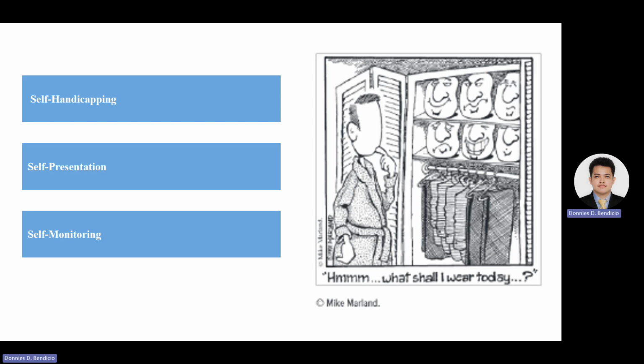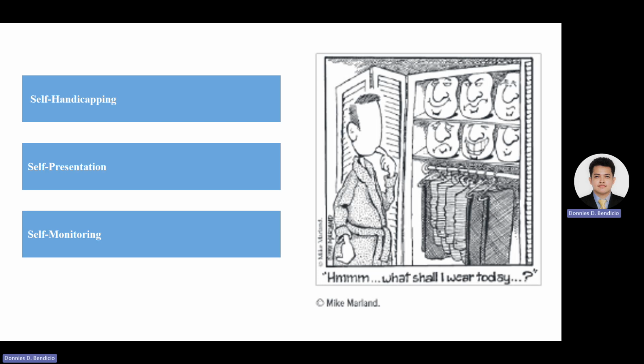For example, if a student expects to do poorly on an exam, they might stay up late the night before the test, not study enough, and blame their lack of preparation if they get a low grade. So this way, they can attribute their failure to external factors, preserving their self-esteem.